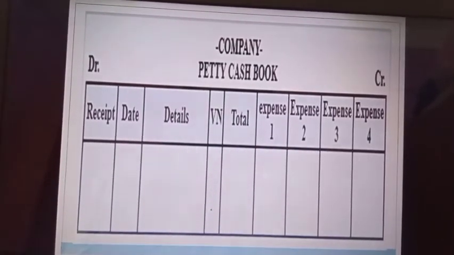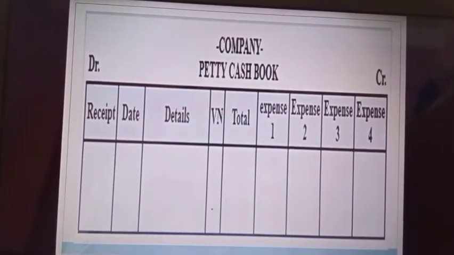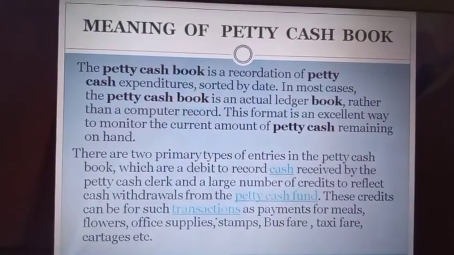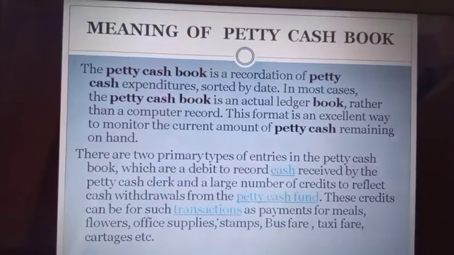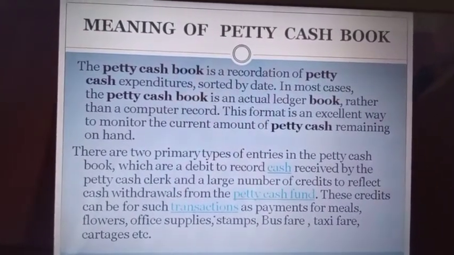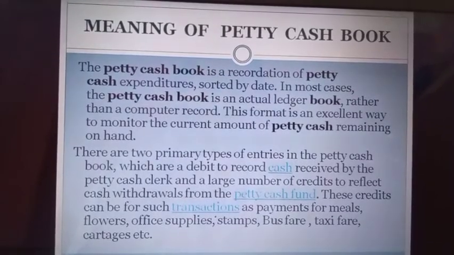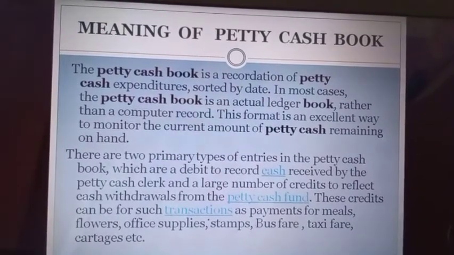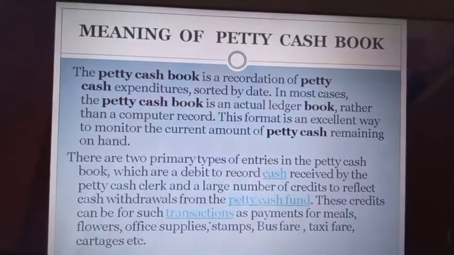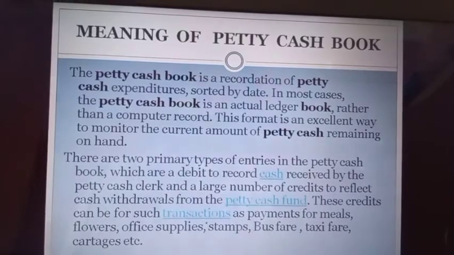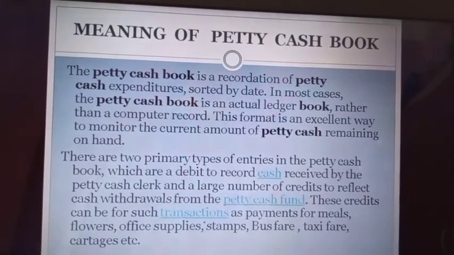Now we will move on to the definition of petty cash book. So here we have the meaning, which says that petty cash book is a recordation of petty cash expenditures sorted by date. In most cases, the petty cash book is an actual ledger book rather than a computer record. So basically we maintain the petty cash book manually. Okay, this format is an excellent way to monitor the current amount of petty cash remaining on hand.